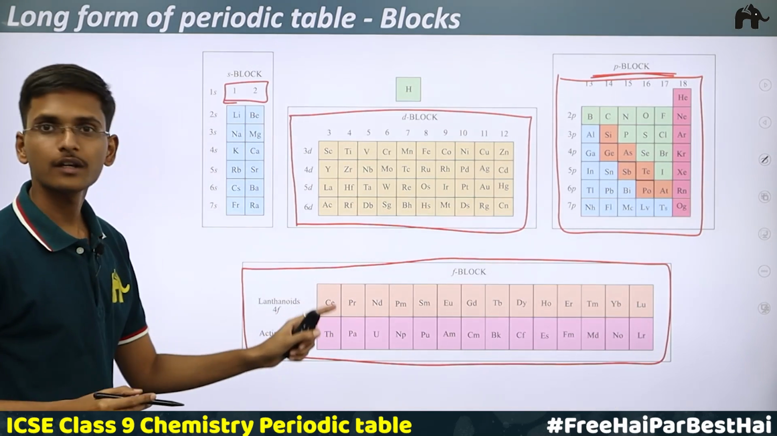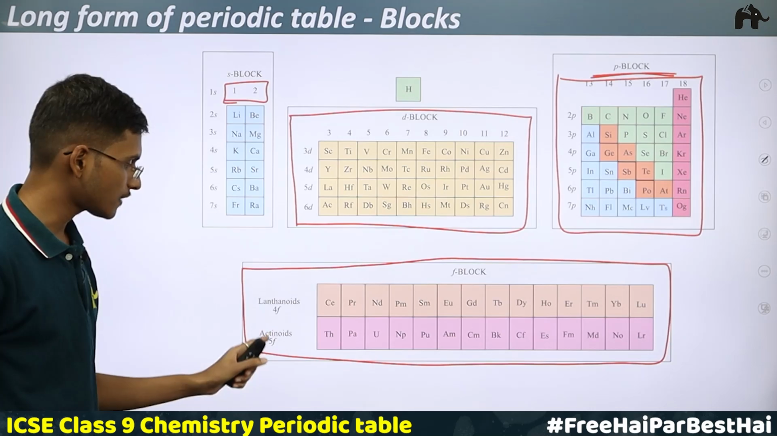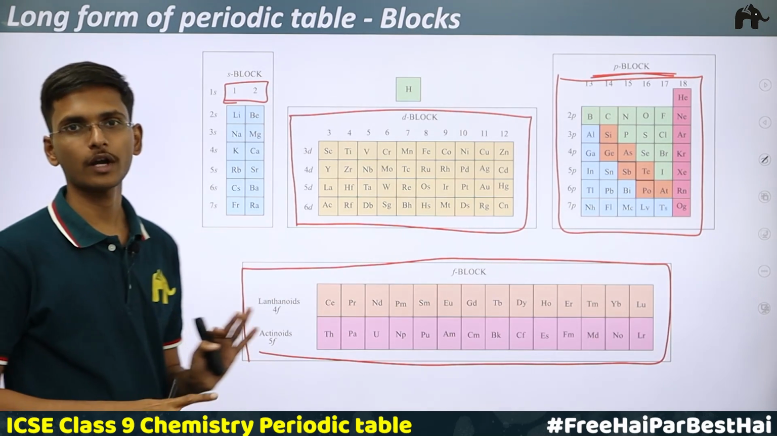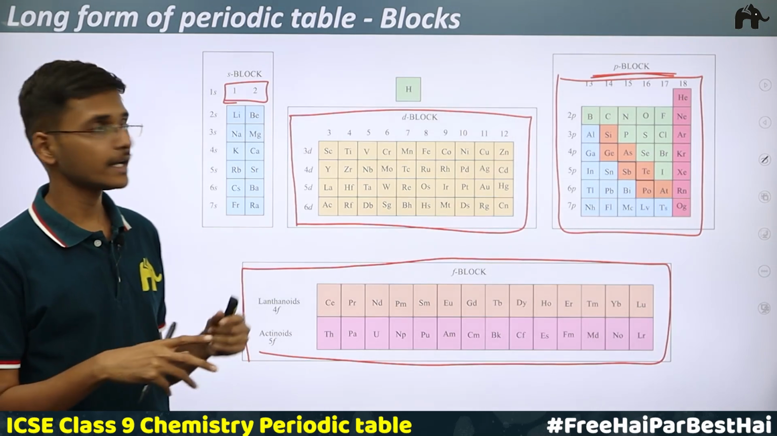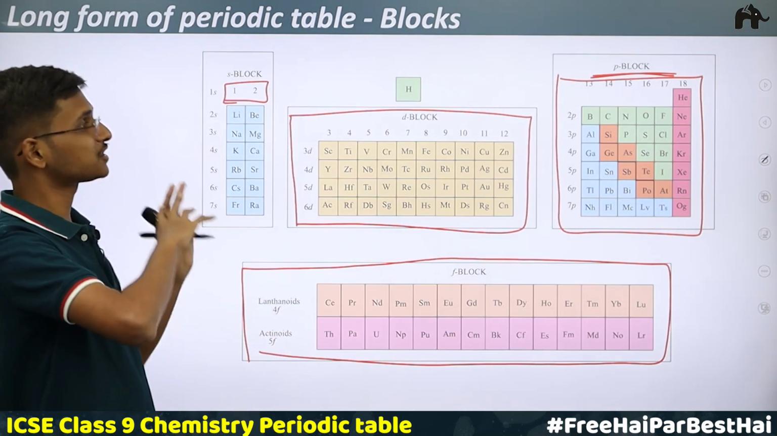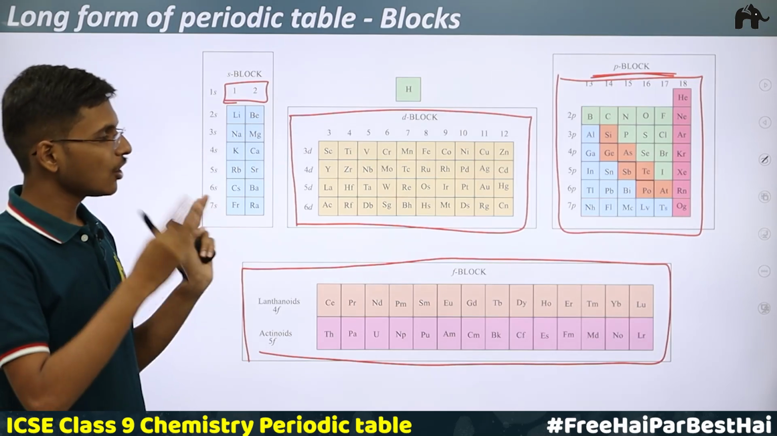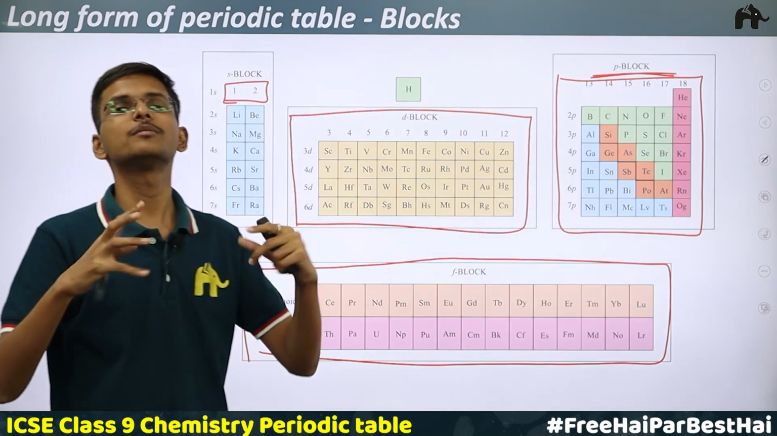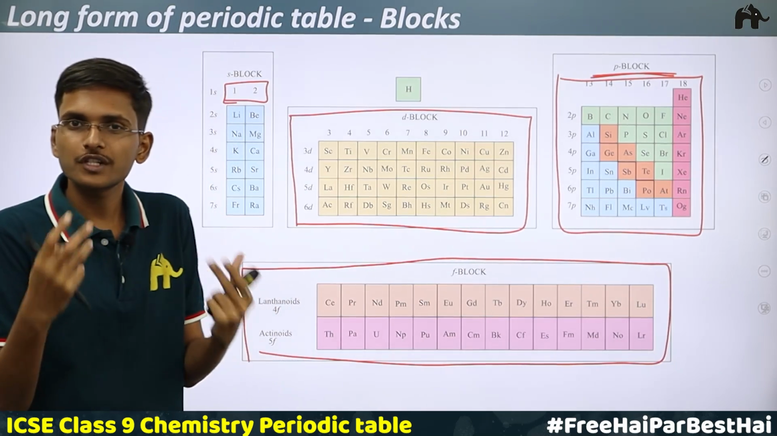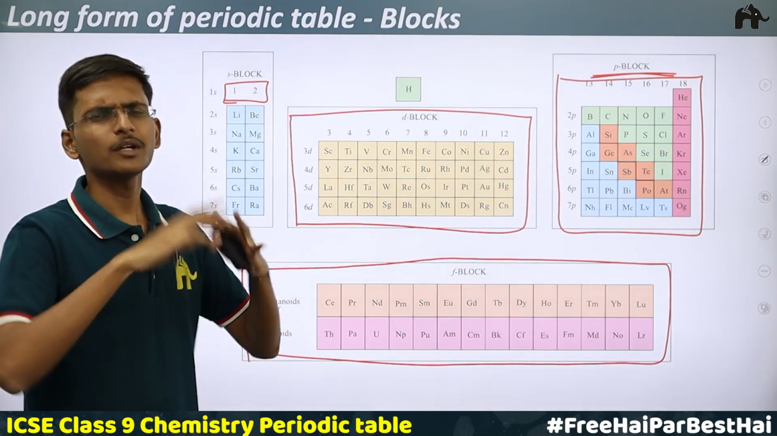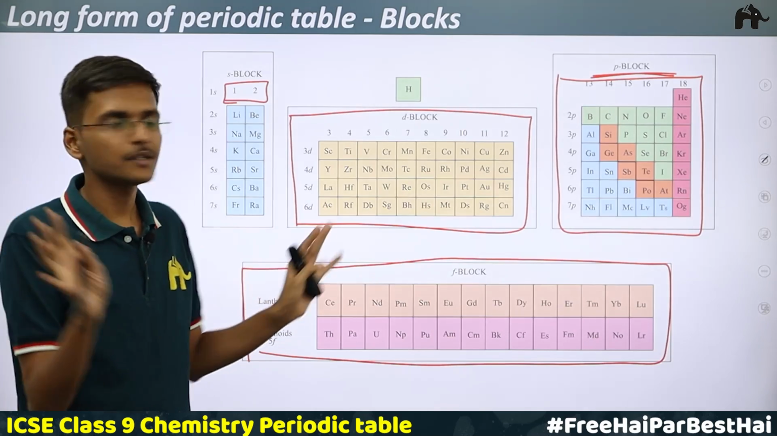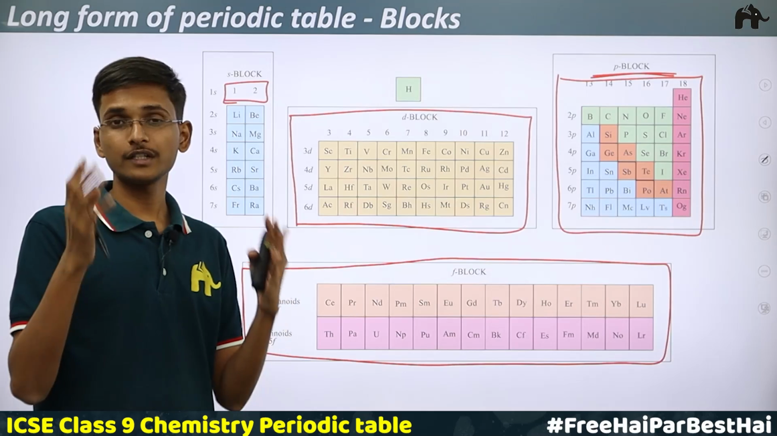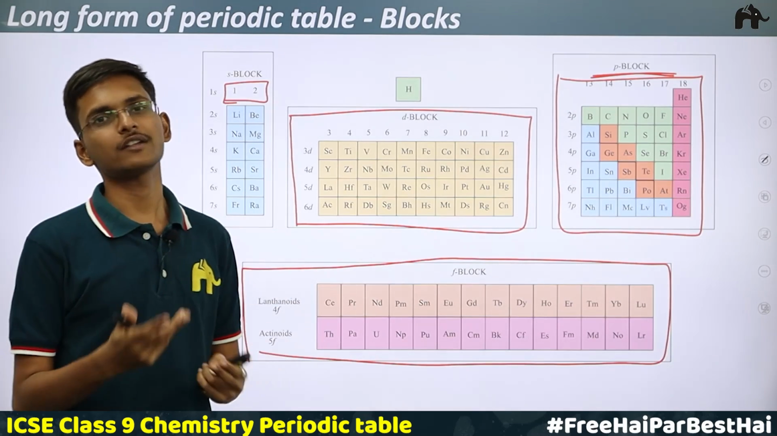And here, the 14 elements after lanthanum and the 14 elements after actinium, these lanthanoids and actinoids, are called F block elements. Now why are they called S, P, D or F block? Again I'm telling you, you would be able to understand once you study the quantum mechanical model, but no need to go into that depth. We are just happy over here. You would definitely learn that model in your higher standards.